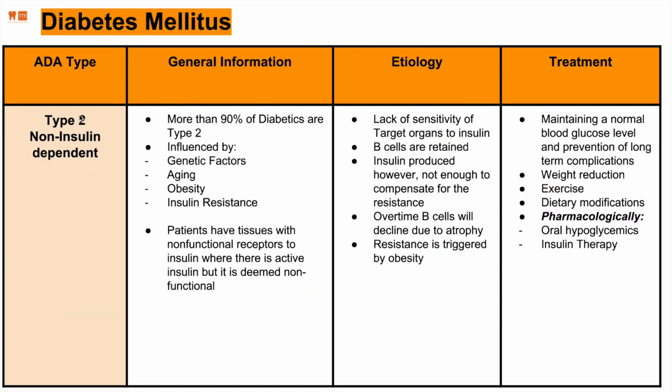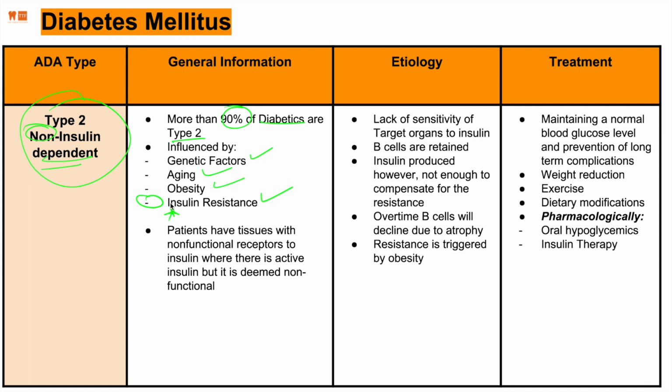Type 2 diabetes. Insulin non-dependent. Basically, more than 90% of diabetics are type 2. It's influenced by factors such as genetic factors, aging, obesity, and insulin resistance, which is very, very important. Insulin resistance involves tissues where glucose is present, right?